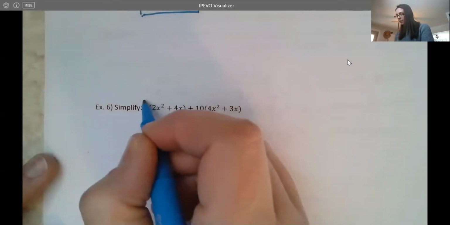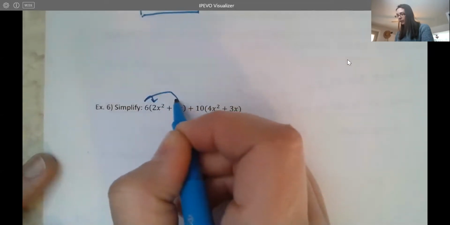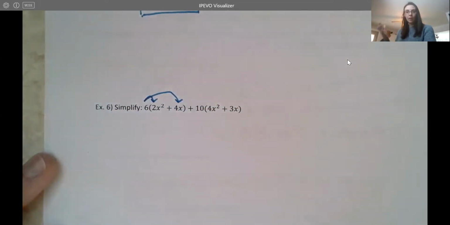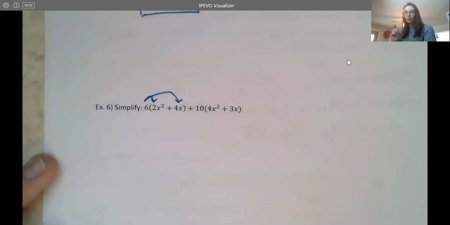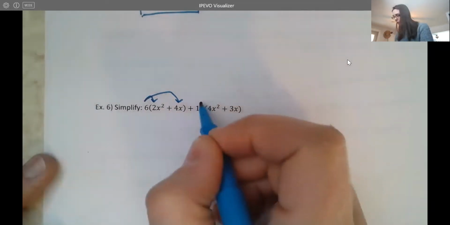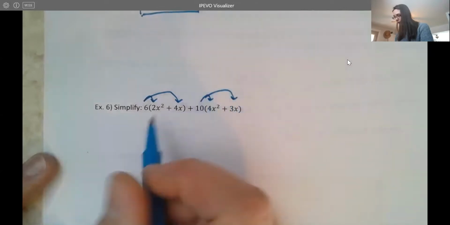I do want you to notice that multiplying and dividing are fine. We actually can multiply and divide if we don't have like terms. I'm doing it right now, right? But I cannot add or subtract if I don't have like terms. So I'm going to go ahead and distribute first.